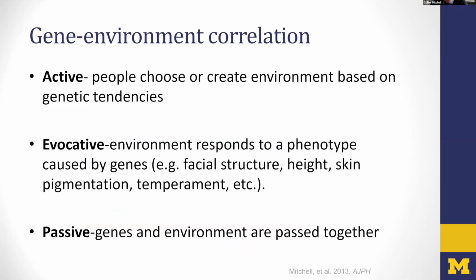The other thing I think I've mentioned already is gene-environment correlation. So keep this in mind. There are different types of gene-environment correlation. I think the thing that people most often think about is active gene-environment correlation. That is, people choose or maybe even create an environment based on their genetic tendencies.